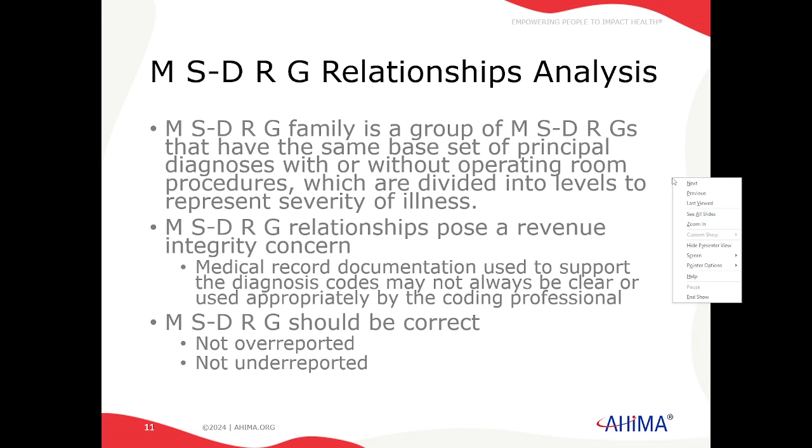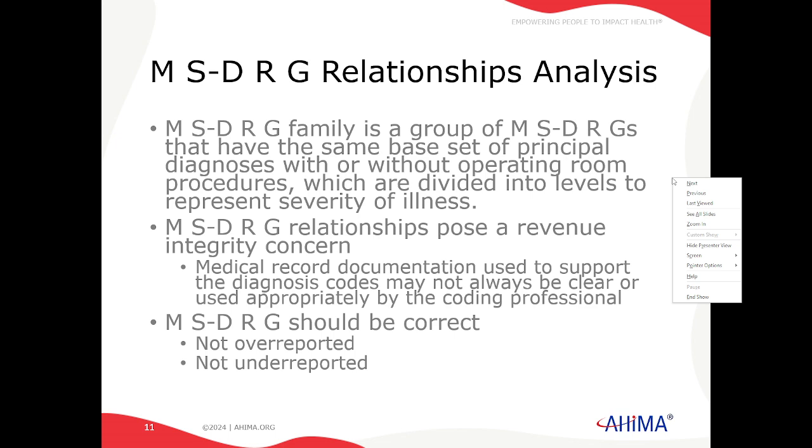So remember that in our MSDRG relationships, we start off with that top level of our MDC, and then we break it down into the MSDRGs. We have the different levels. We have with the complication or comorbidity, and that's CCs, or we have with a major complication or comorbidity, that's an MCC. So inside each of those MSDRGs, there's anywhere from 2 to 3 choices that we can make. We can have one that doesn't have anything in it.